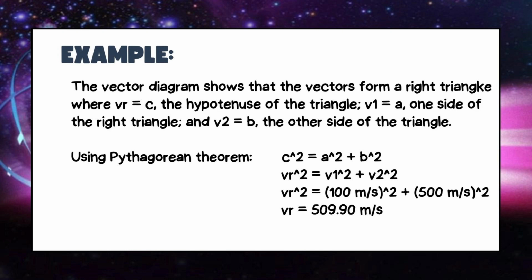Using Pythagorean theorem, c squared is equal to a squared plus b squared, or VR squared is equal to vector 1 squared plus vector 2 squared. Now we are going to substitute the given. So VR squared is equal to 100 meters per second squared plus 500 meters per second squared. The result will be 509.90 meters squared.